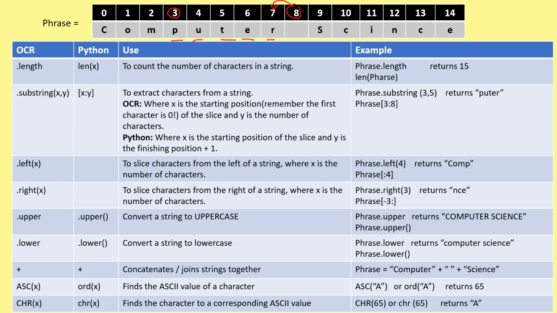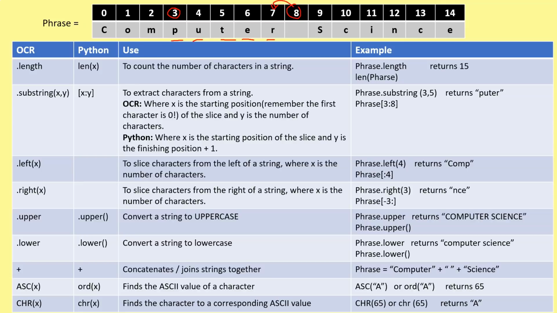Nice and simple. And we've also got the ability to convert characters to ASCII values and ASCII values to characters. In the OCR reference language, we use ASC, whereas in Python, we use the ord function. This will find the ASCII value of a character. So ASC("A") or ord("A") will give us 65. The reverse is using the CHR function, uppercase for OCR, lowercase for Python, and CHR 65 will return back the capital letter A.